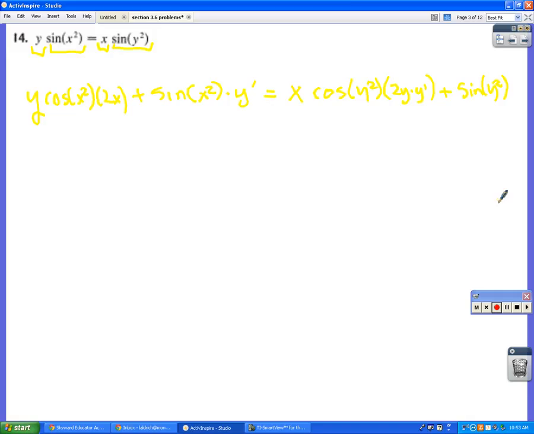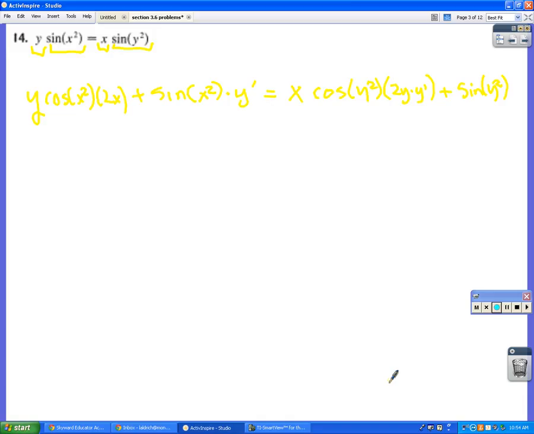Okay? Wait, why is there a y prime? Because if I'm taking the derivative of y squared, which is where this 2y came from, then I have to take the derivative of the y also, and that's y prime. Okay, good. I'm teaching you to hate. That's good. All right, so that's the calculus part, right?